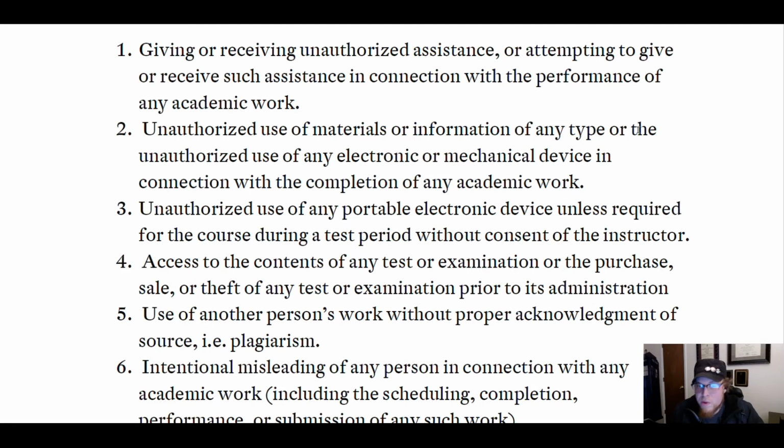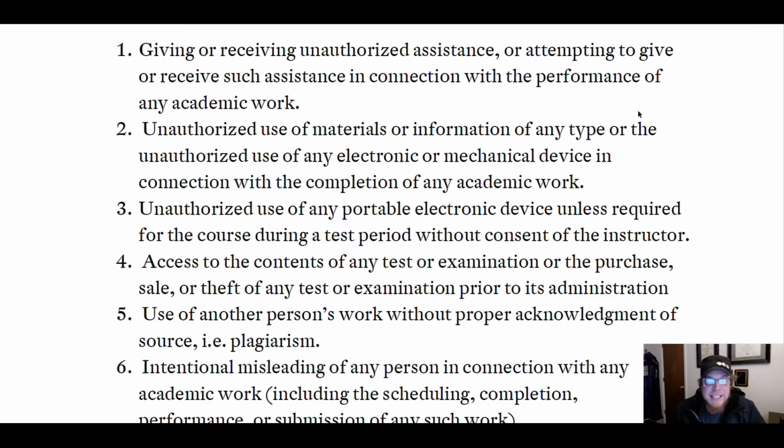2, unauthorized use of materials or information of any type, or the unauthorized use of electronic or mechanical device in connection with the completion of any academic work. Probably not going to be an issue in here. 3, unauthorized use of any portable electronic device unless required for the course during a test period without consent of the instructor. Our exams are going to be online, so this is not going to be a problem.